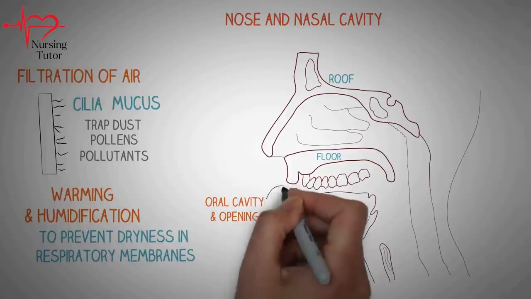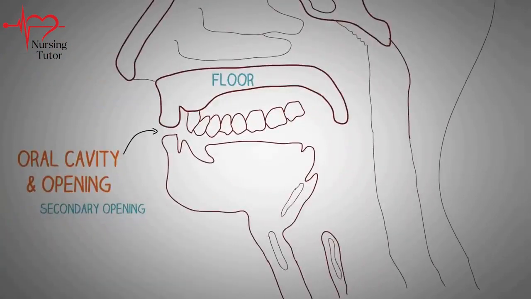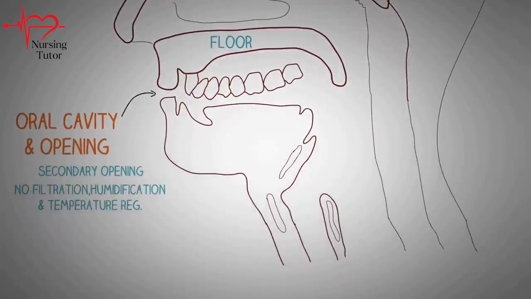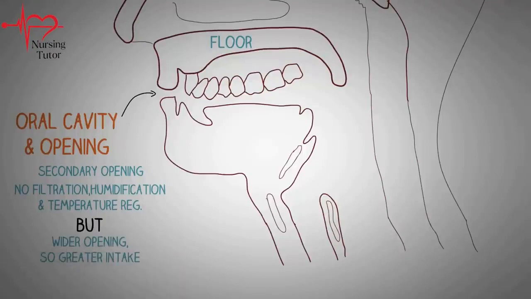The oral cavity also serves as a secondary opening for the respiratory tract. The downside of this is that there is no filtration, no humidification, and no temperature regulation through the oral cavity. But there is a plus side also, which is that the oral cavity has a wider opening, so it facilitates greater intake of air during exercise.